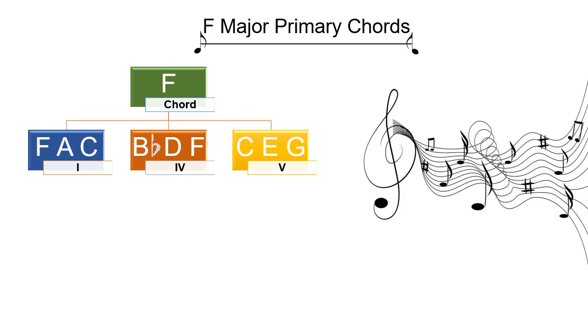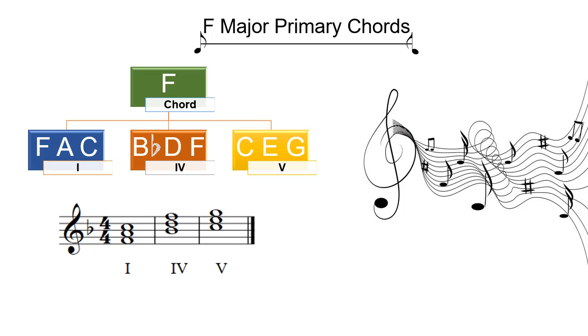Okay, now on the staff we are going to see it like this, because it's F major primary chords. The chord 1 will be on F, then followed by the 3rd, then followed by the 5th. Then chord 4 is built on B flat, followed by the 3rd, D, followed by the 5th, which is F. Then chord 5 is on C, followed by the 3rd, which is E, and then followed by G, which is on the space above the staff.